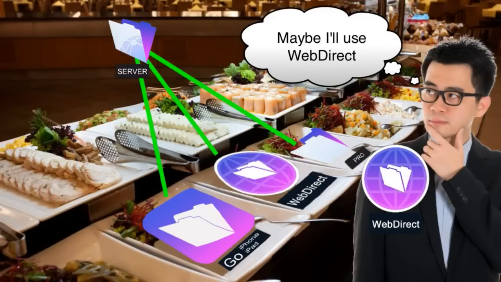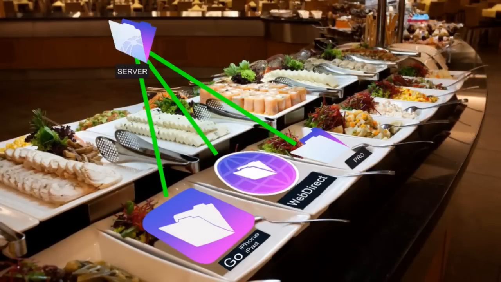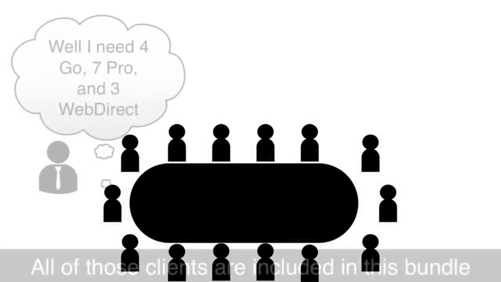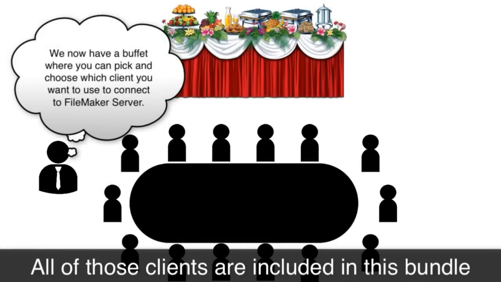These are all buffet options that they can line up and eat as part of their FileMaker license, which makes it so great because you don't have to think about, well, I need so many of these WebDirects, I need some of these FileMaker Go's, I need some of these FileMaker Pros, and you're ordering them separately. Do away with that. Just get one buffet license.